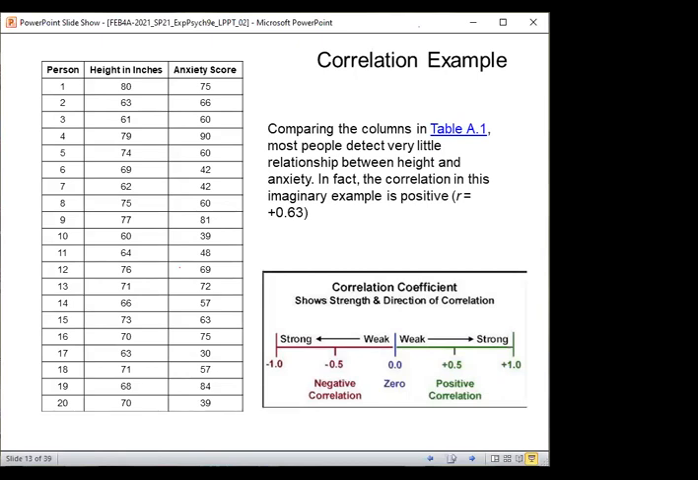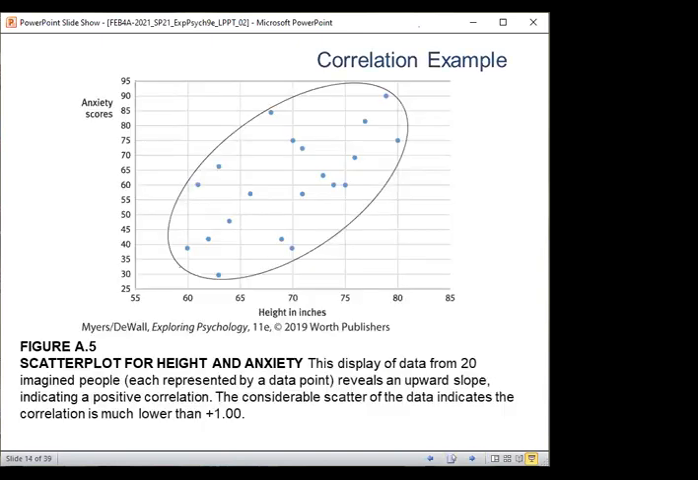Now, before we do any type of correlation, we probably would have done a scatter plot first, just to give an eyeball examination of the data. And the eyeball examination would tell us something as well. Let's look at that real quickly. That's what we have here. In this correlation example scatter plot, we have anxiety scores listed on the Y axis and height in inches on the X axis. We just list everybody's score on the anxiety test and their height in inches, and then we see it.